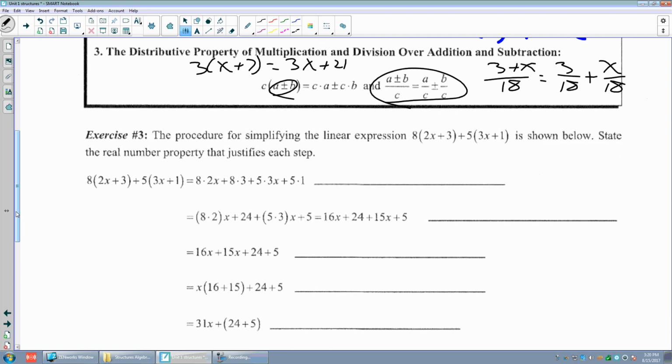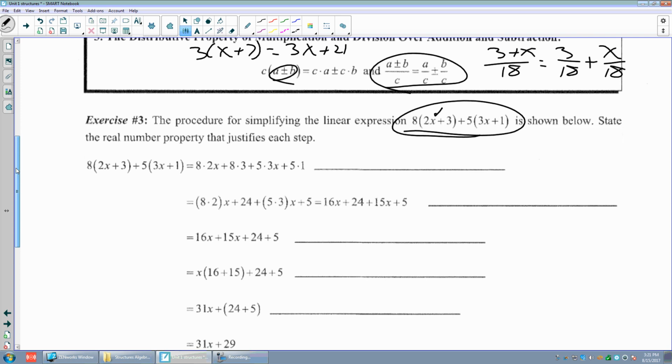So the procedure for simplifying a linear expression, ta-da! No equal sign, so it's not a linear equation. And it's linear because the exponent is 1. It's shown below. State the real number property that we just had above that justifies each step.